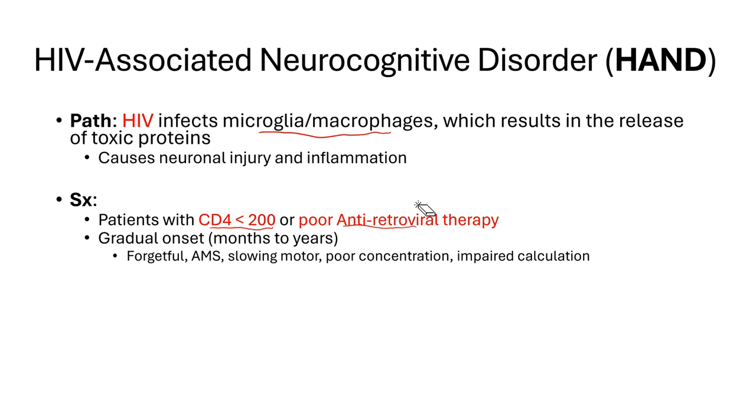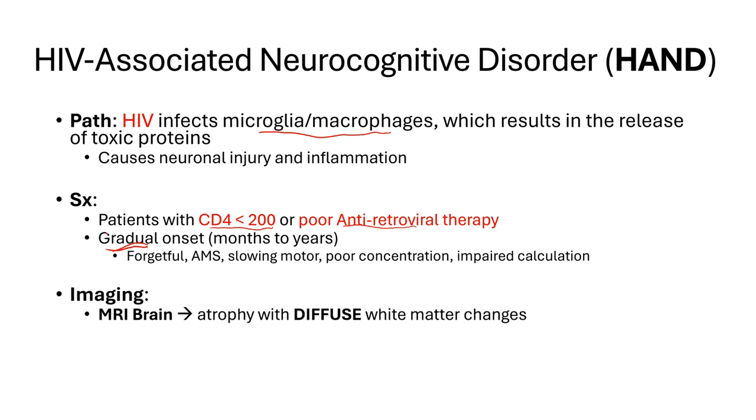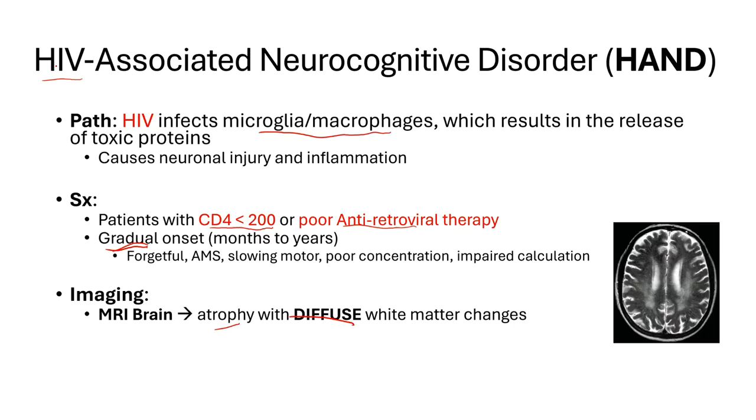Now, compared to PML, which is a progressive rapid onset, this will be more gradual onset, typically taking place over the course of months to years, with forgetfulness, altered mental status, dysphagia, ataxia. All the same symptoms that you may see in PML can also be seen in HAND, but the time difference is different. The imaging is also unique comparatively to PML. In this case, we see atrophy, but instead of focal white matter changes, we'll have diffuse white matter changes due to the activation of the infection, as HIV affects the entire brain.